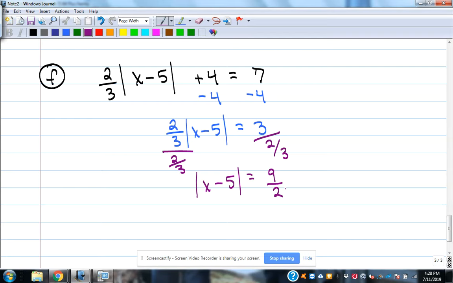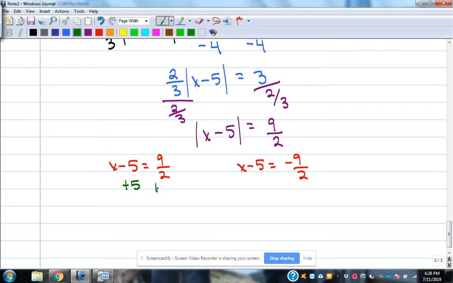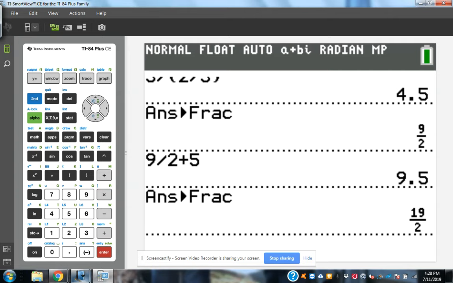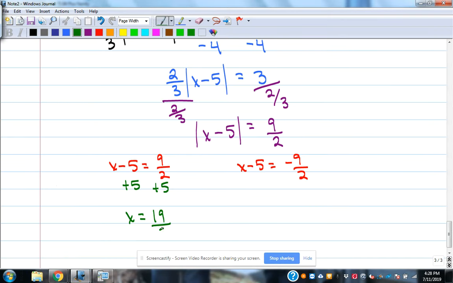And it's okay that that's a fraction over there. It just means that's a fractional distance away from 0. So now we're finally at the place where we can set that up and solve the two equations. x minus 5 is equal to 9/2. x minus 5 is equal to negative 9/2. And we're just going to solve each of those. Get x, so add 5. 9/2 plus 5. Math, enter. 19/2.